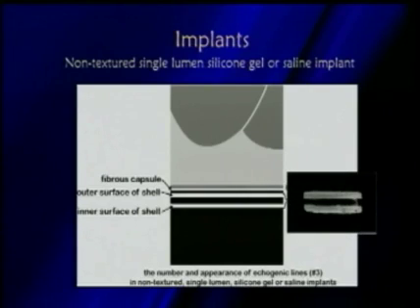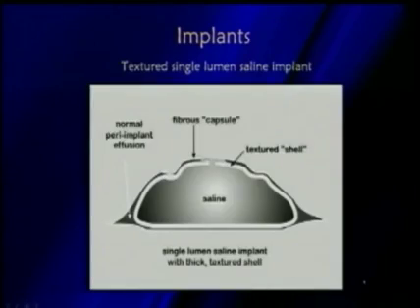So if we take an Oreo cookie and invert it, it looks like what the shell is. This is the outer surface of the shell. This would be the inner surface of the shell. And this is what we're going to be looking for sonographically, this trilaminar appearance on ultrasound.